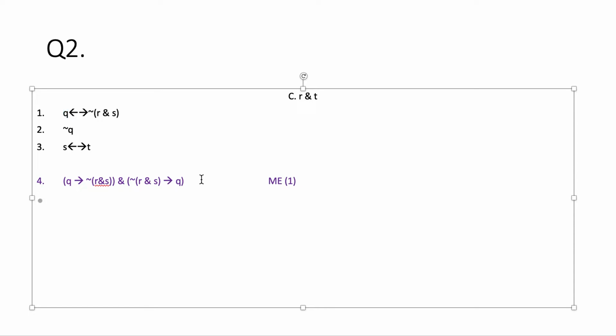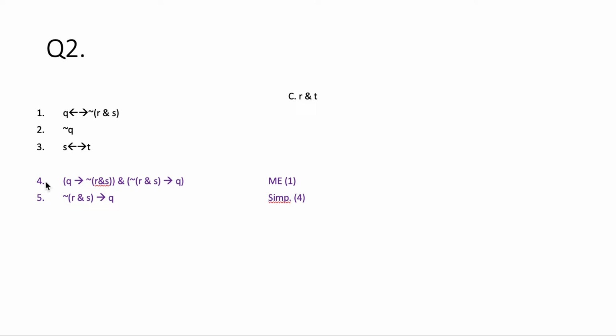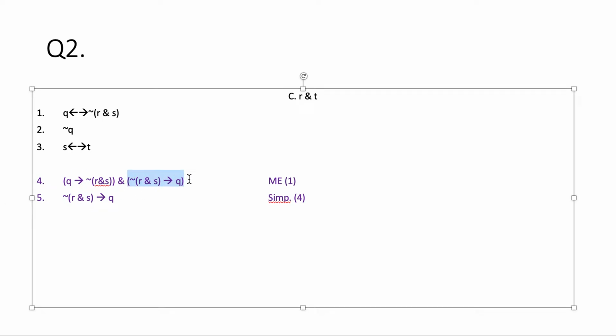Okay, so now I have that. What I think I'm going to do is I'm going to use the rule of simplification on line 4, because remember 4 is just a really complicated conjunction, and I'm going to use the rule of simplification to isolate the right conjunct. This is the right conjunct here. I'm going to get that on its own on line 5, rule of simplification on line 4.